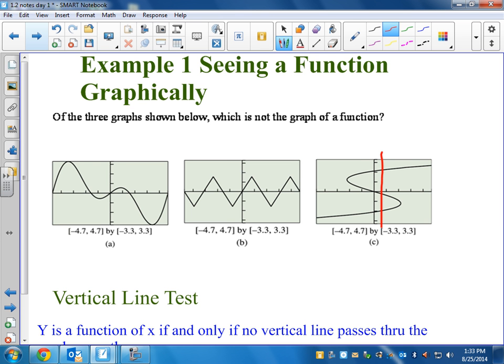Definition of a function: X cannot repeat itself. If you draw a vertical line and it touches in more than one spot, that means that same X value is there 3 times. That means that the X repeats itself. But that is the shortcut in the vertical line test.